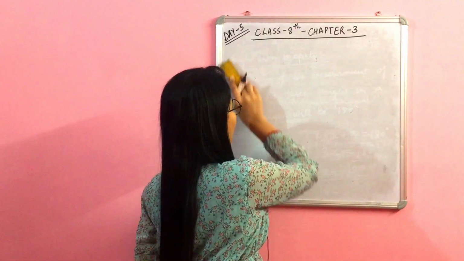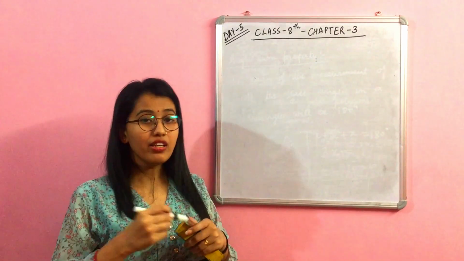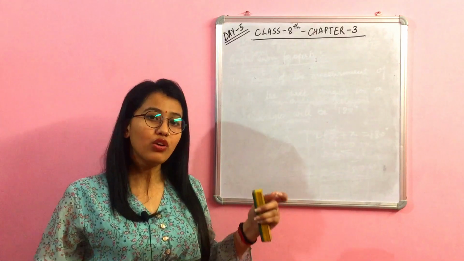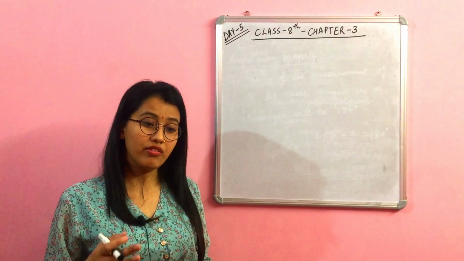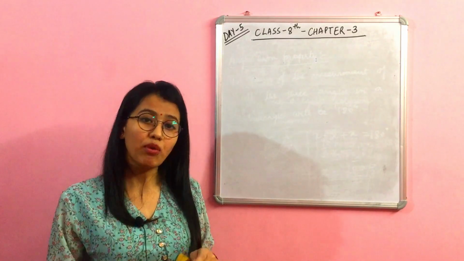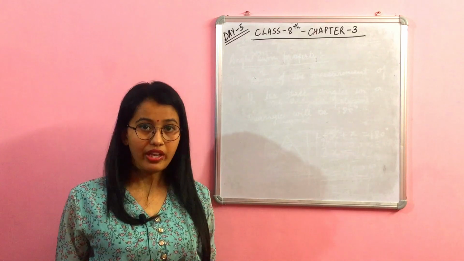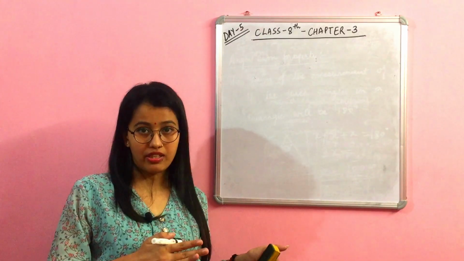Now, this was all about angle sum property, but we can also find the value of angles for any figure, whether it is a regular polygon or an irregular polygon. So let us see how we'll solve that.